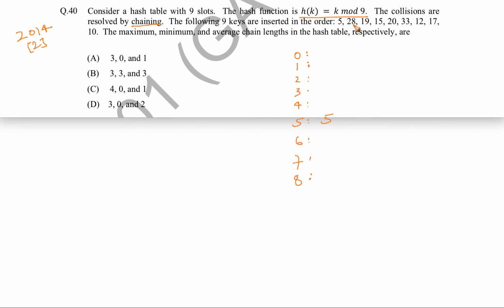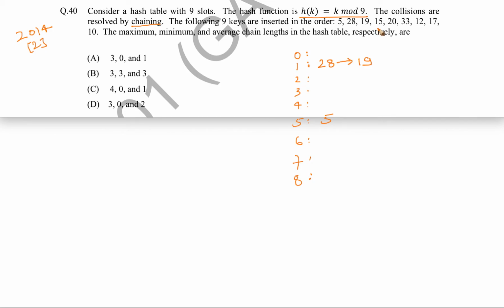Now let's see 28. When we do mod 9 for 28, 27 is the multiple and the remainder is going to be 1, right? That's why 28 is going to be here in the first slot. In the 0th slot, as of now nothing is there. For 19, the remainder is also going to be 1, and that's why 19 is also going to be in the first slot, but 28 is already there. It is given that the resolution is done by chaining, and that's why 19 will be chained in this slot only.